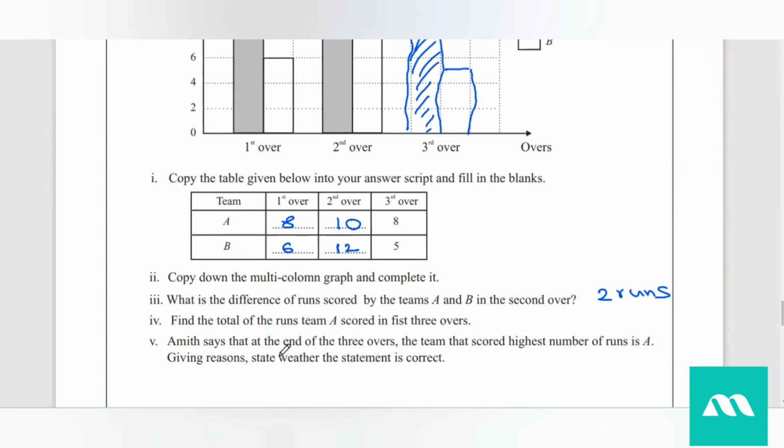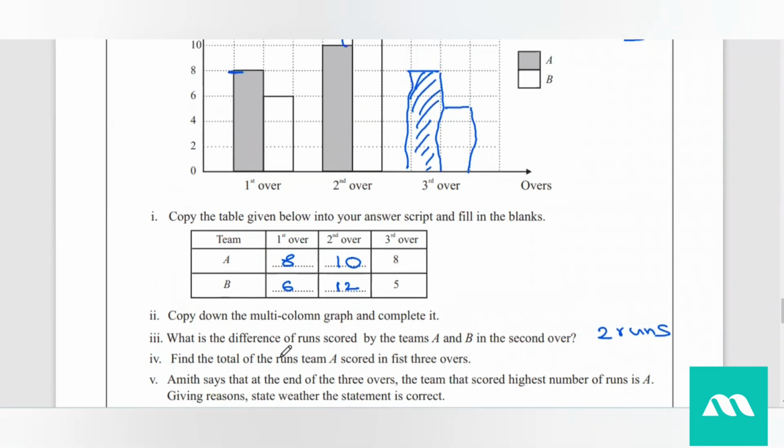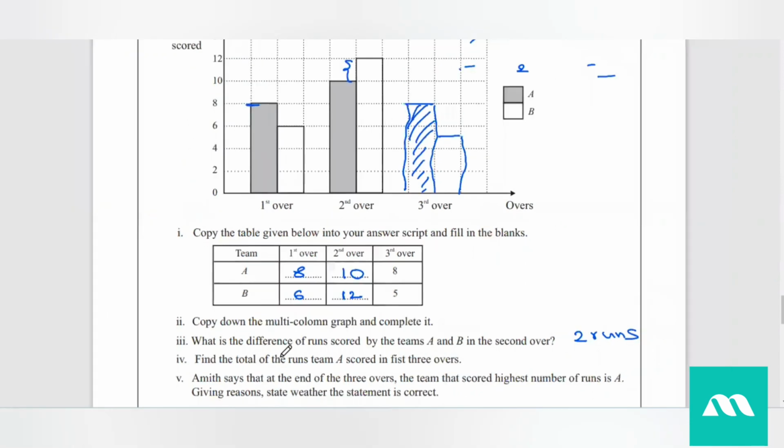Okay. Find the total of the runs team A scored in the first 3 overs. They are asking for the runs scored by team A in the first 3 overs. What is the answer? You have to sum all these. 8 plus 10 plus 8. What is the answer then? 8 plus 8, 16, plus 10. It is 26. Isn't it? First 3 overs by A team.